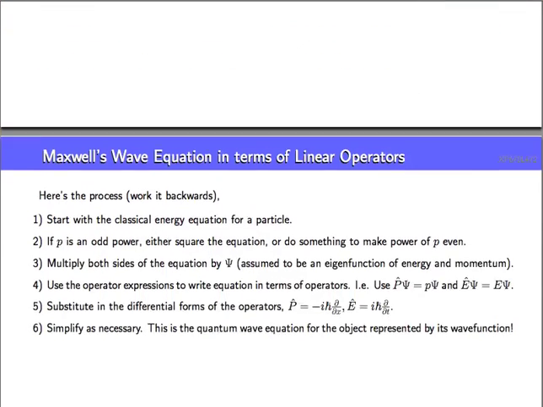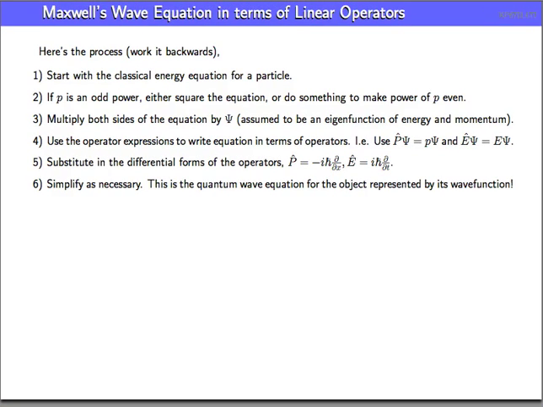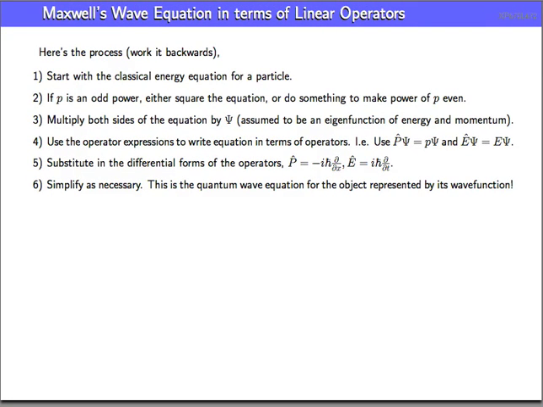So here's the process, and again, we're going to write this in terms of Maxwell's wave equation for now. I'm going to go backwards from what I did in the previous screens. We start with the classical energy for a particle. Then item 2 here is a caveat: if P is an odd power, we need to square the equation, or somehow make the power of P even. That's just one technical point, which we're not going to get into at the moment.